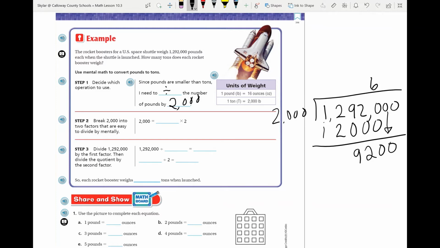So how many 2,000s will go into 9,200? Well, that is going to be what? How many 2,000s can go into it? Hopefully you said 4.